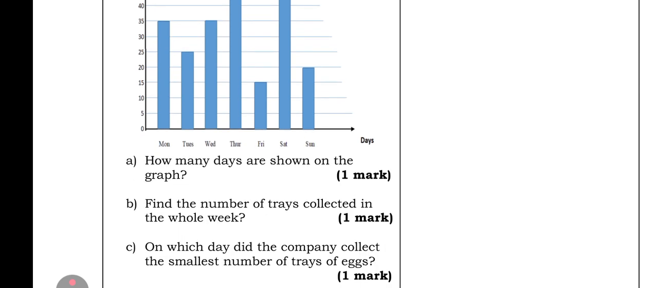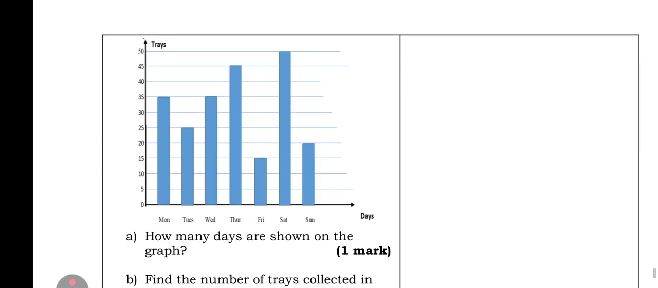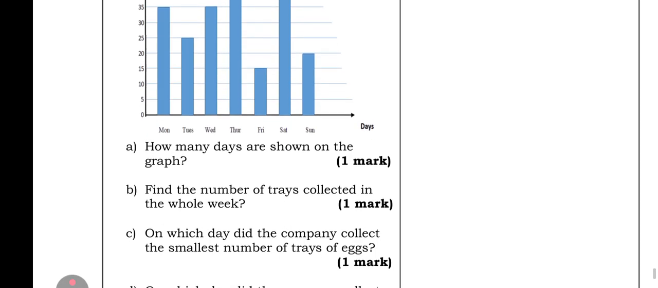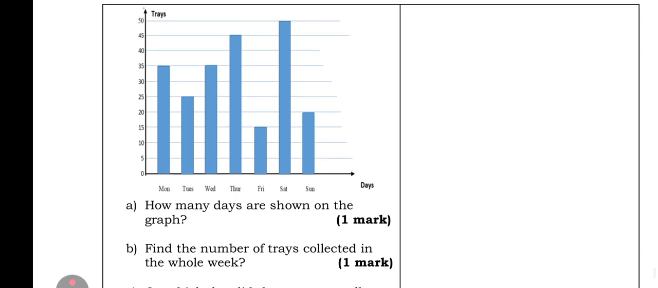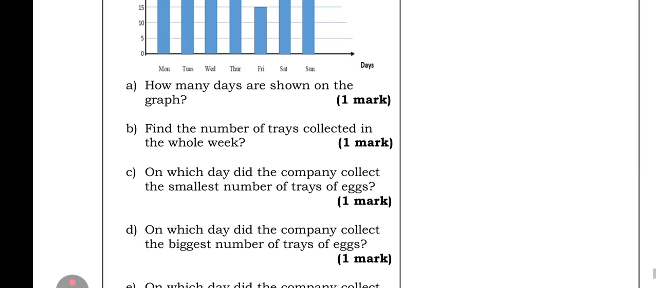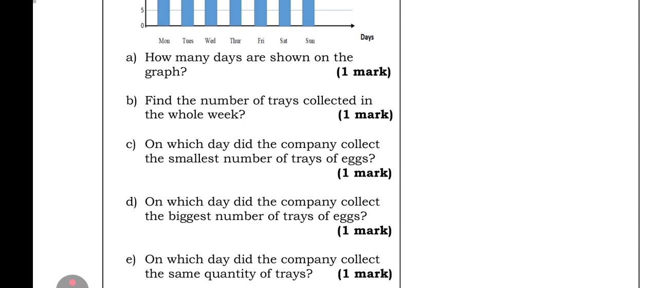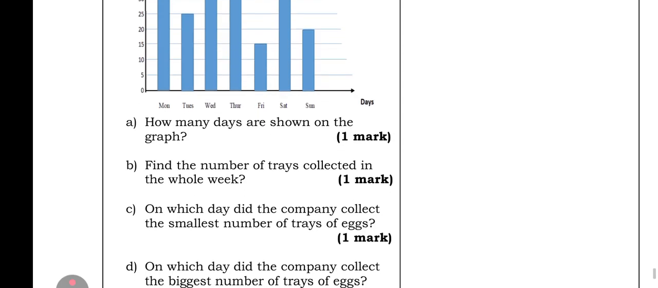Then find the number of trays collected in the whole week. You have to make a sum of it. The trays are on the y axis, and on the x axis you have the days. On which day did the company collect the smallest number of trays of x? We see the lowest bar is on Friday, which is 15. On which day did the company collect the biggest number of trays? The biggest bar is on Saturday, which is 50 trays.